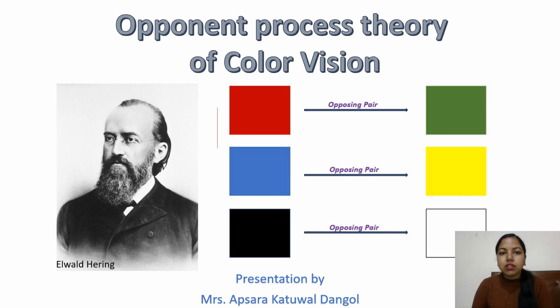Today we are going to discuss opponent process theory of color vision. Previously in this channel we talked about trichromatic theory and the limitation of trichromatic theory, which failed to explain the opponent process. So what is opponent process and what is opponent process theory of color vision? We are going to discuss this in this video. Let's start.